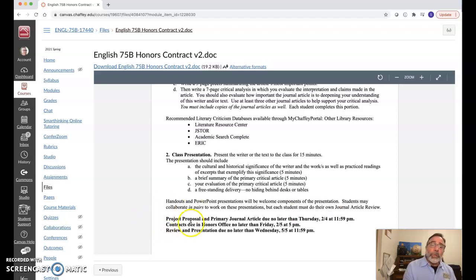So you also need to get a contract due to the honors office. I believe it's through the Canvas page by Friday the 5th. That's this Friday by 5 p.m. Don't worry about obsessing about it and making it perfect. If you want to run it by me first, that's great. It's actually a new process from what I understand, and I believe it's a Jot form or a Google form that we're doing now. So it should be fairly seamless.